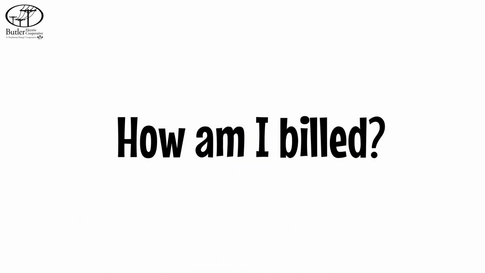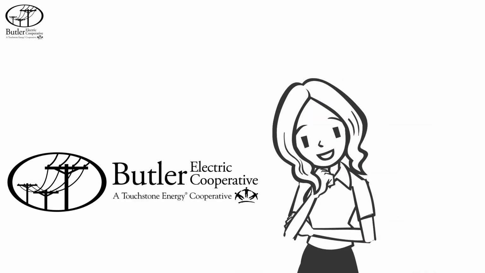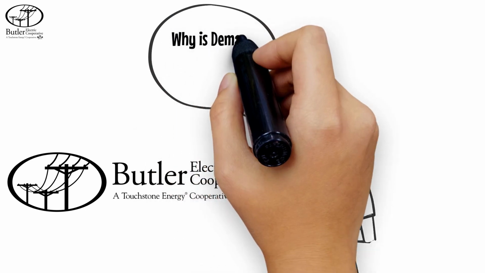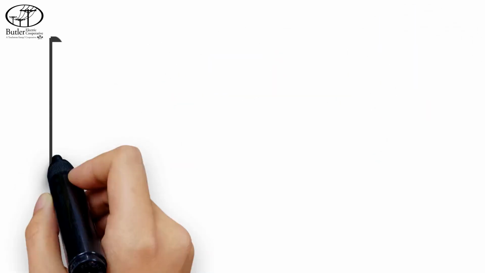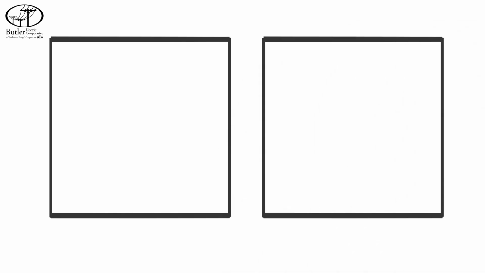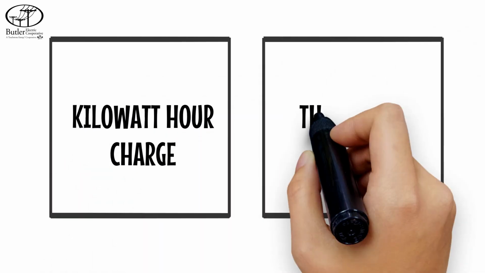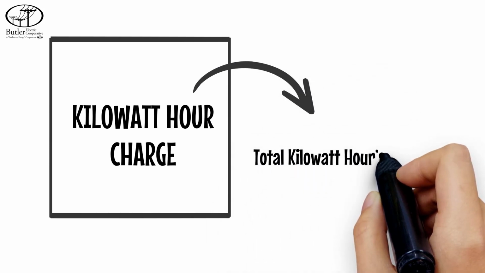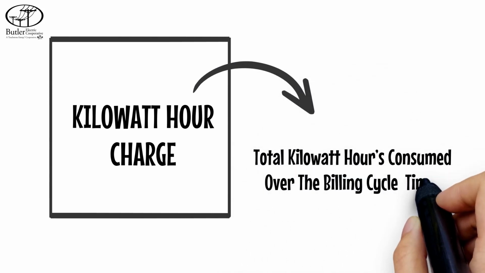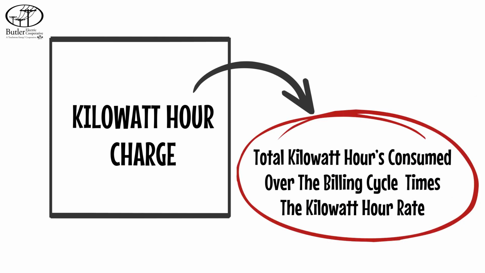How am I billed? As a Butler Electric Co-op member, you will be wondering, why is demand important to me and how is my bill calculated? Your bill has two components. One is the kilowatt hour charge and one is demand charge. The kilowatt hour charge is the total kilowatt hours consumed over the billing cycle times the kilowatt hour rate.